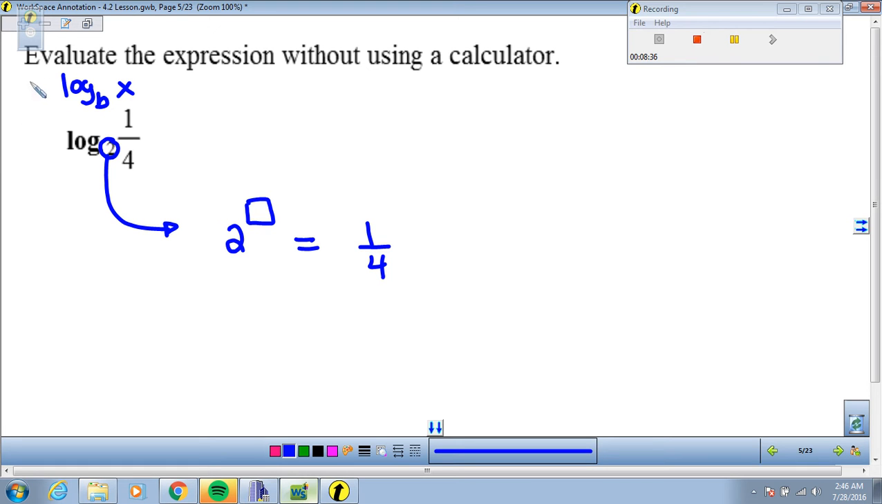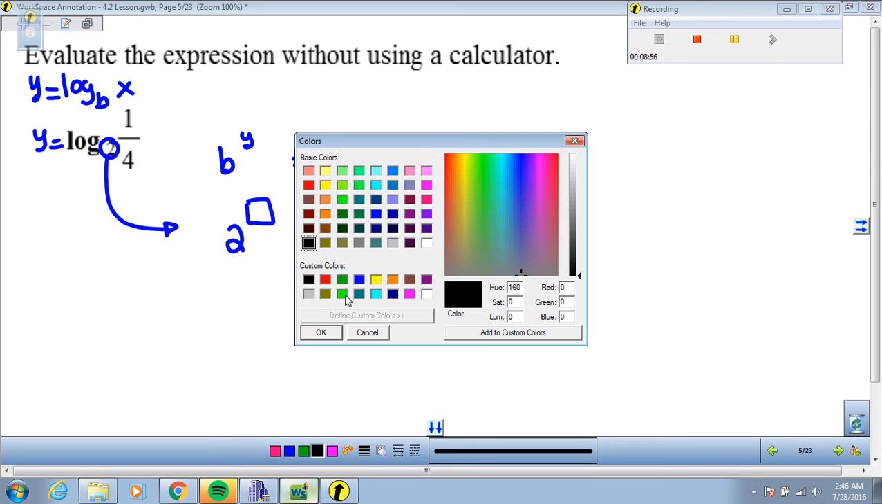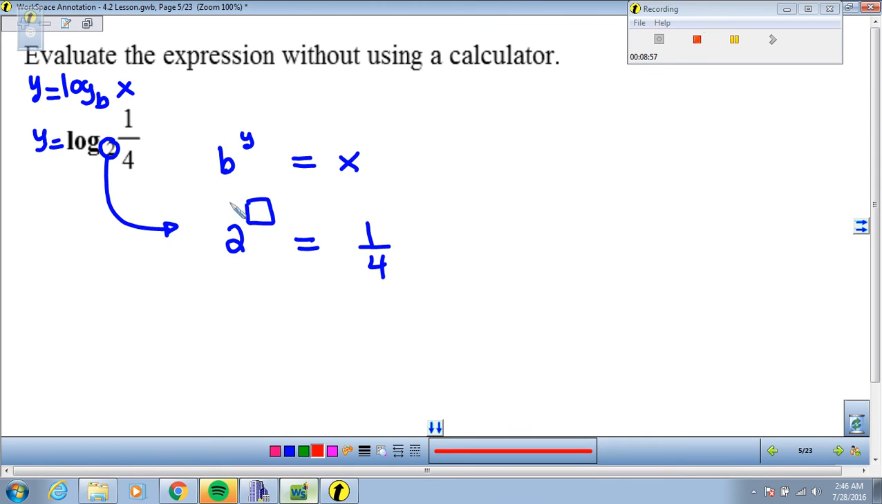Now you don't have the y part, but you can add it here if you want. Okay, so you can say there's a y here. So in exponential form you have b to the y equals x. Well, if you really look in here and pay close attention, what was your b? The 2. What was the y? A y. What was the x? 1/4.